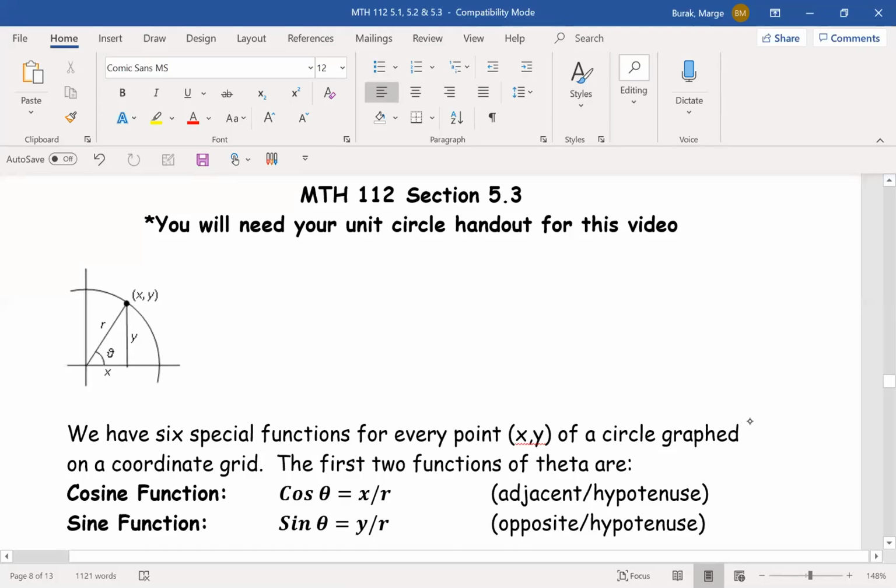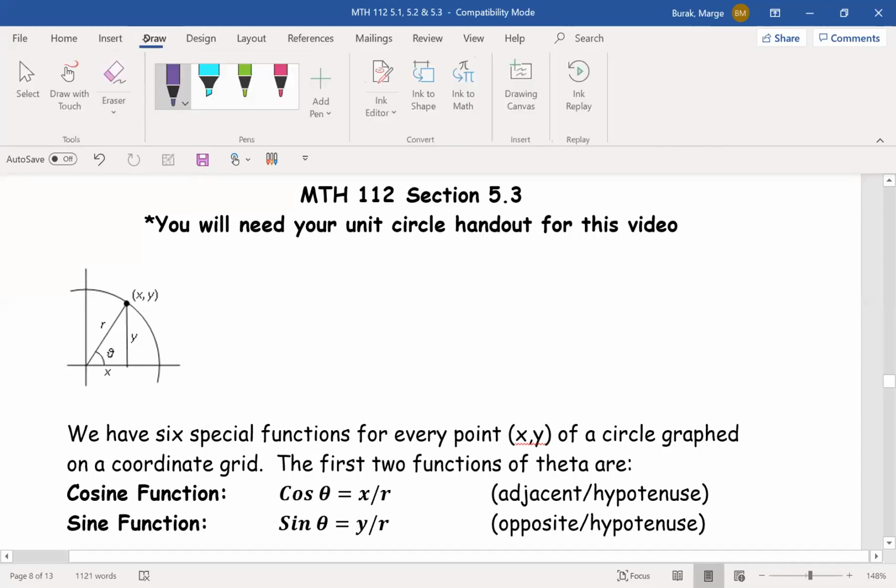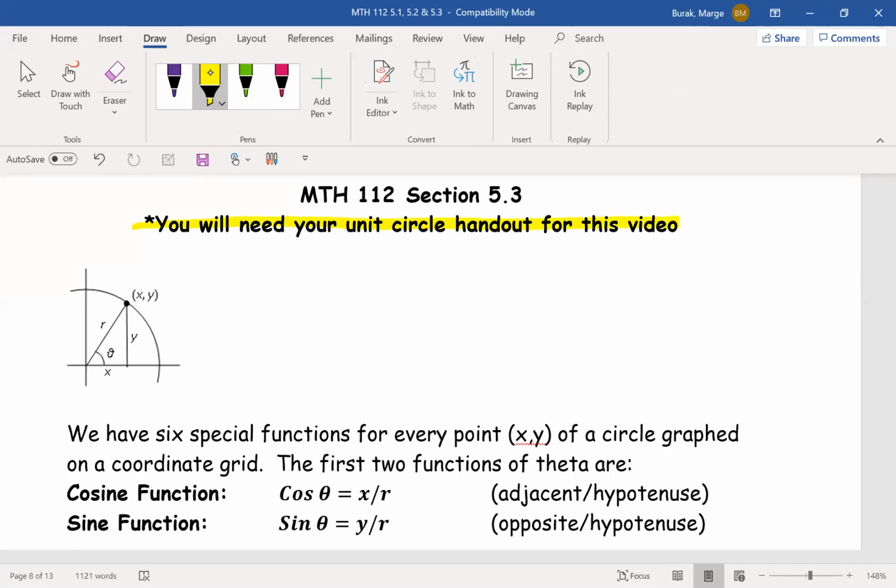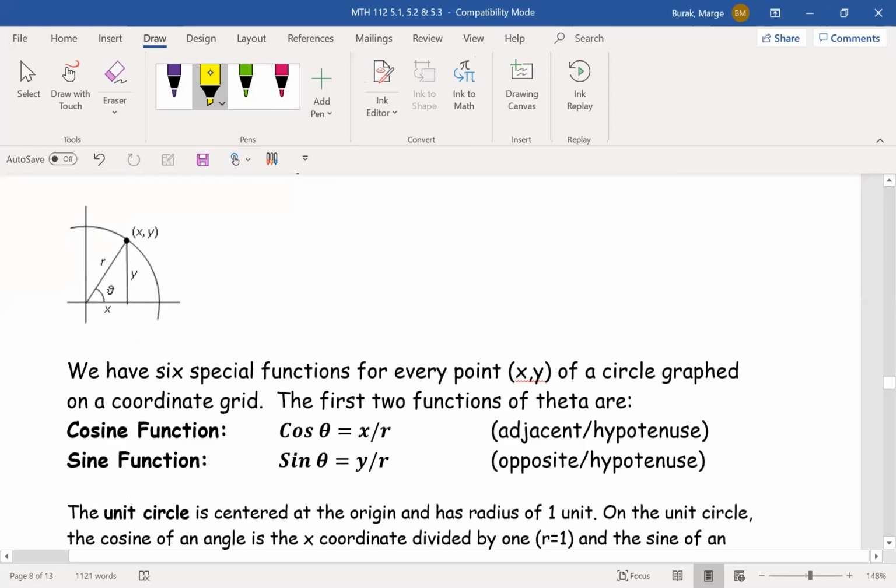Okay, now section 5.3 is continuing what we've been doing, and we're going to define some functions. So you will need your unit circle handout for this video. We're going to complete that. So I'd like you to look at this little diagram right here.